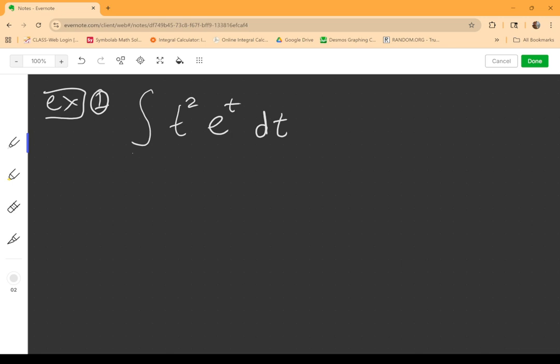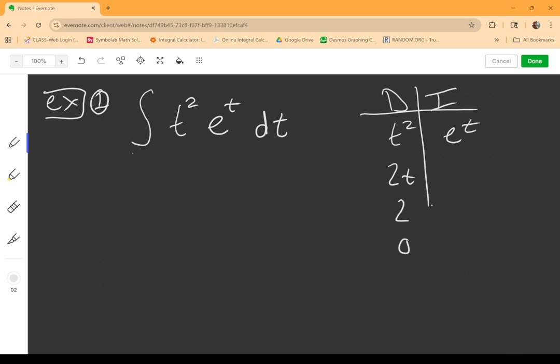So I'm going to try parts, right? Differentiate and integrate. My choice here is, if I can differentiate a function so that it goes to 0, I'm going to do that. So I'm going to choose t squared, and here we have e to the t. So let's start by taking derivatives: 2t, 2, 0. That's great, I get to where I want to be.